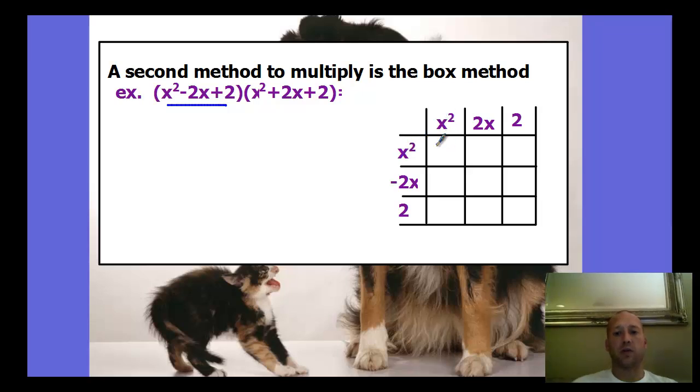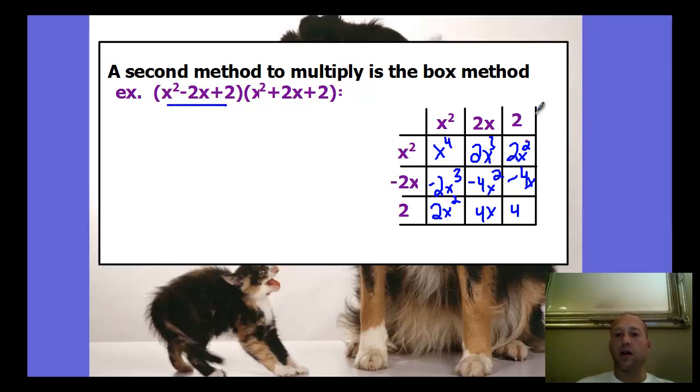So this would be x squared times x squared is x to the fourth. And x squared times 2x, it'd be 2x cubed. And we have 2x squared. And so then these boxes kind of help you with your organization of your work. Some students like this method. Watch your exponents. And when you're done, the nice thing about this is it is easy to see your like terms.